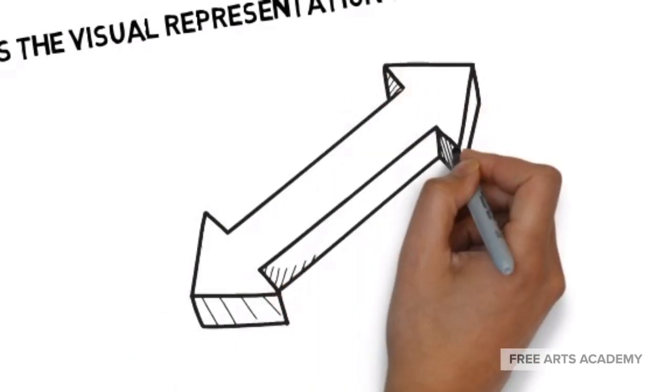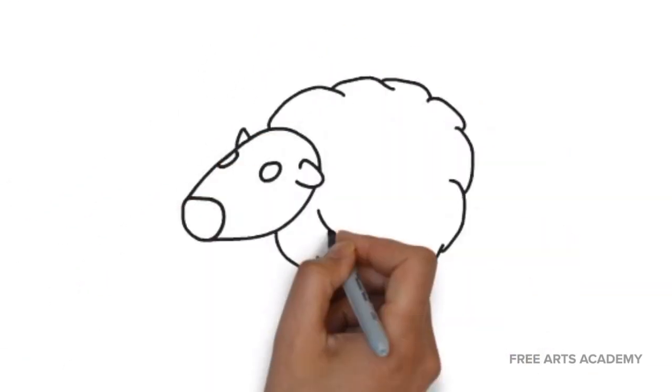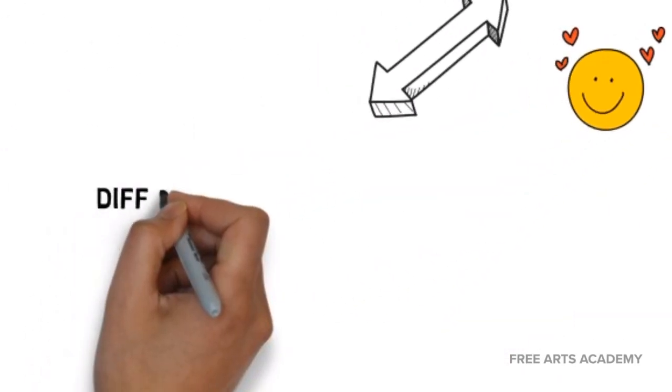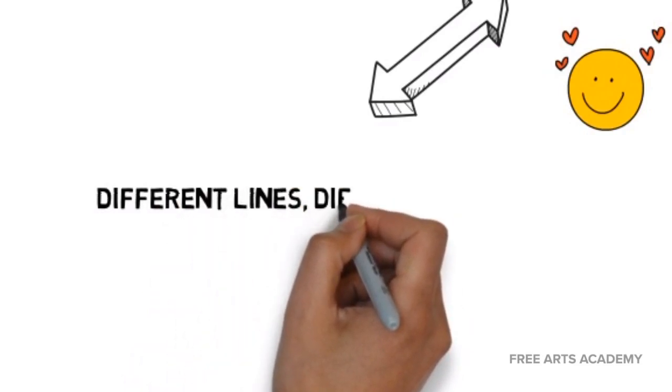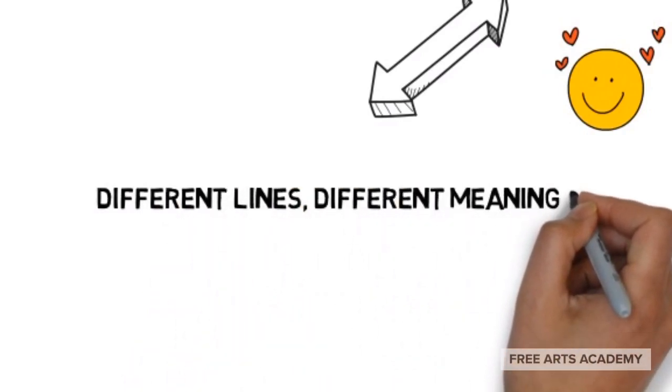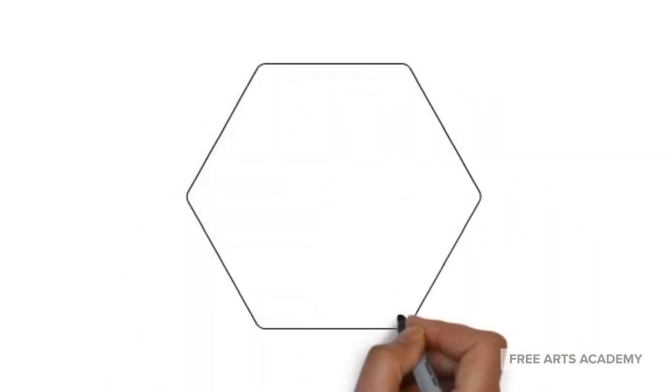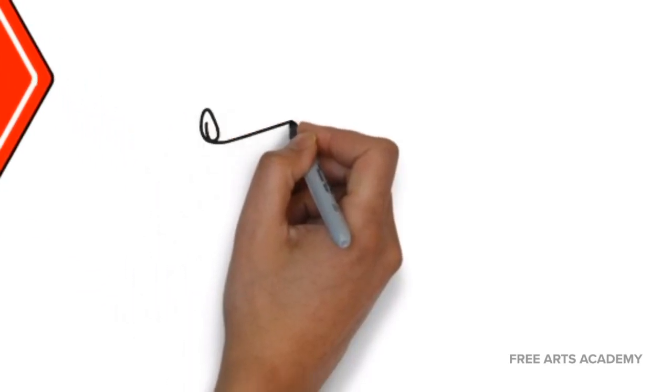Lines can show direction. They can give a sense of texture. They can portray a visual mood, and more. When you change the properties of a line, it can portray different meaning. An example: a thick line makes an image seem bold and makes a strong impact.